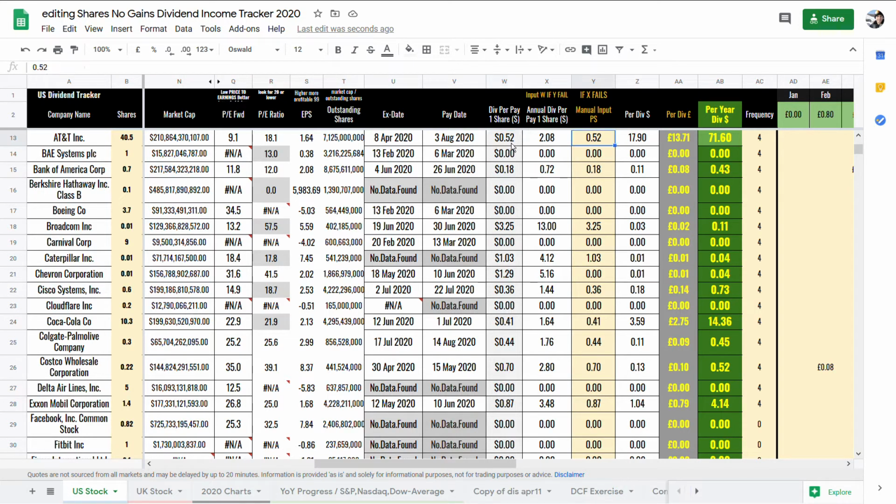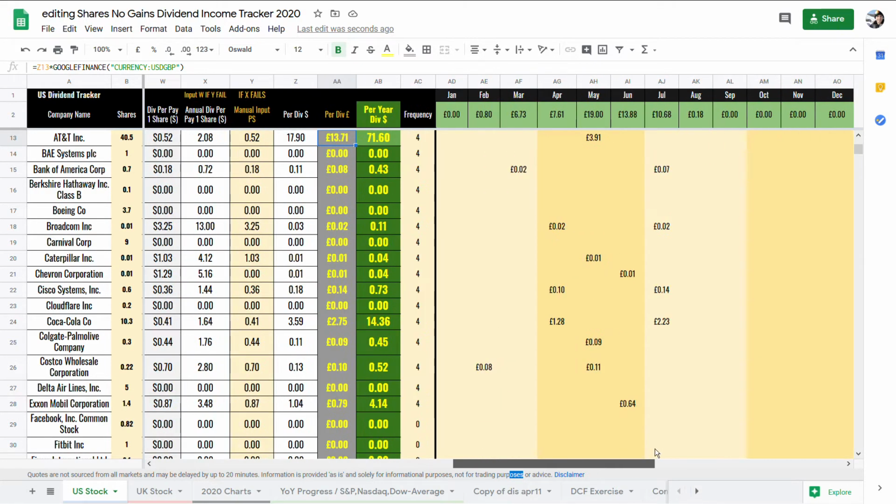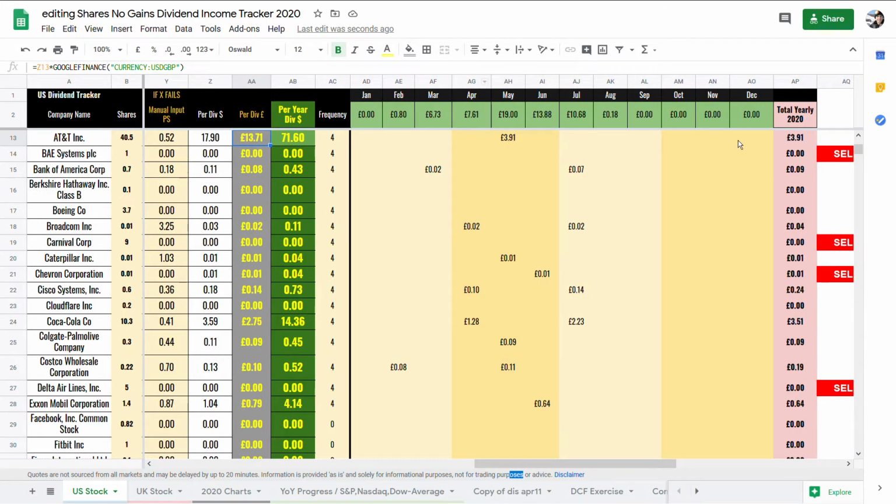And if column W fails, I have a backup, which is column Y, which I input manually. So it's going to pull from here if this one fails or doesn't load, which makes it a lot more accurate. And I can see per quarter, I get £13.71 from here. So it's converting my dollars here. And then next to this, you can see here, this is where I record my dividends. At the top is the total for that month, and then I record each individual dividend per company here.